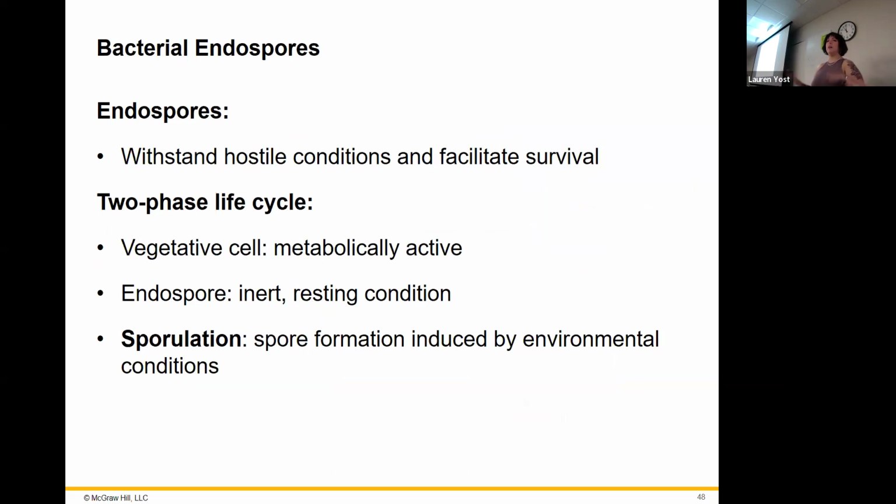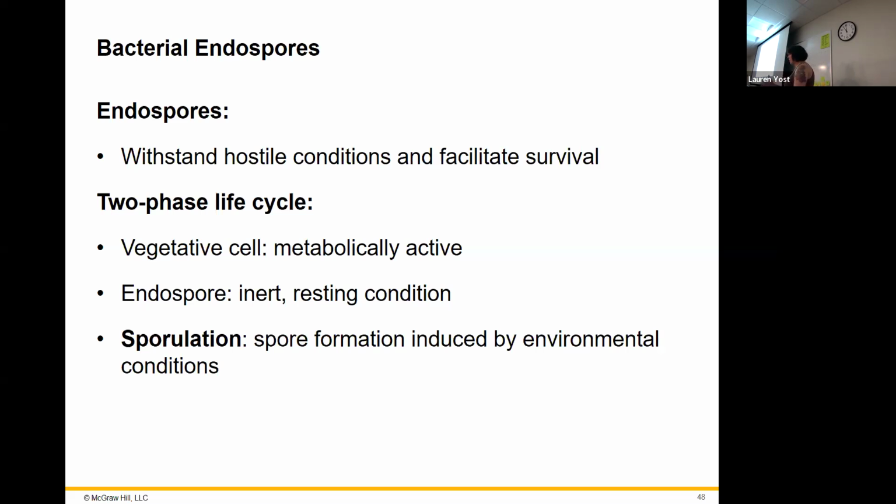And endospores. Let's say you're a bacterium, living your happy little life and everything is good. You don't care about an endospore, okay? But if you are certain kinds of bacteria, 2 genera that I will name, and things go south, you don't have any more nutrients and/or water, something like that, they can make endospores.